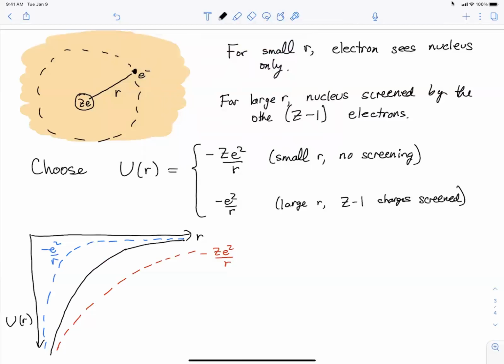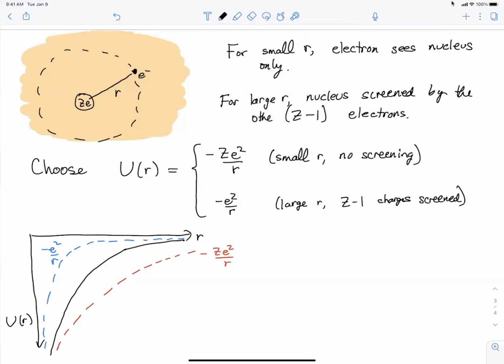So there's a lot of different U of R's you could choose, and different people choose different things. The idea is you're supposed to choose it so that at small r, it obeys one thing, and at large r, it obeys something else. And what it does in the middle is sort of up to you. And when I say it's up to you, then what is your goal when you're choosing it?